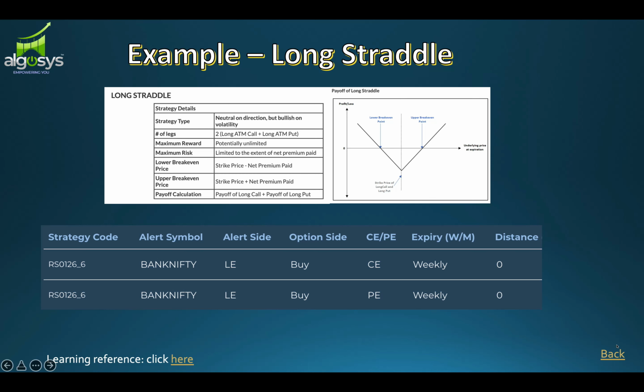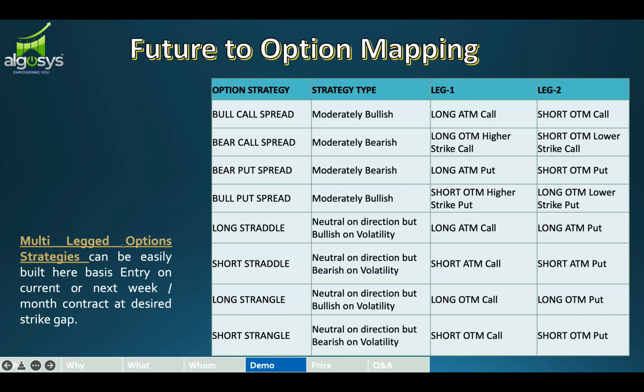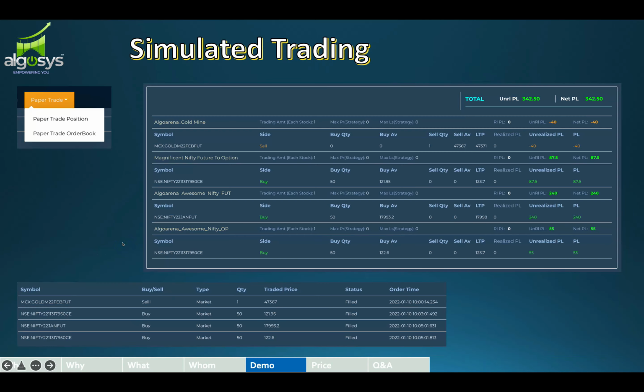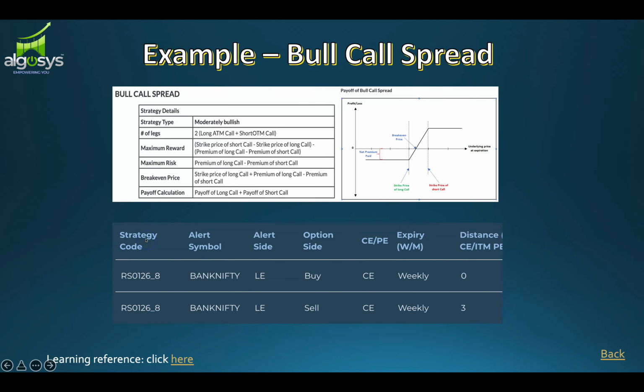So this is one example that I showed. Similarly, let me show you one more example. This is an example of a bull call spread. Now what is a bull call spread? You take a long ATM call, 0, and you take a short out of the money call. Depending on your knowledge and understanding, you can even configure at what strike gap you want to take that difference.